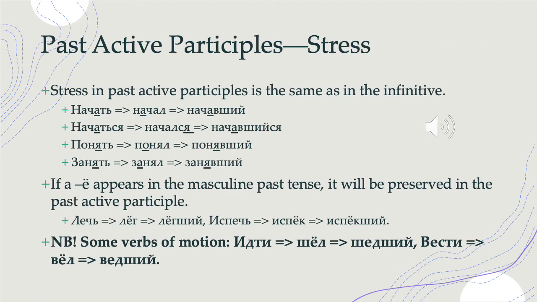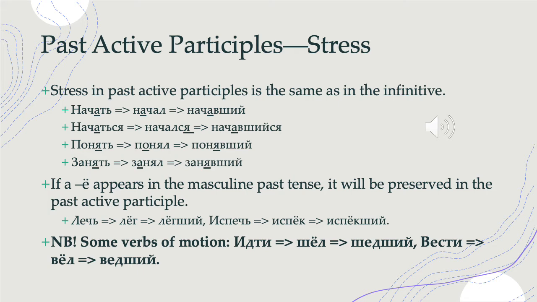So let's talk about stress in past active participles. Stress in past active participles is the same as in the infinitive, and most of the time that's also going to be the same as in the masculine past tense, but note how it works in these chats and nyats verbs. If you remember from last semester, chats and nyats verbs have a particular pattern of shifting stress in the past tense, which they do not have in past active participles. They do not have a shifting stress. They maintain their stress on the same syllable as in the infinitive.